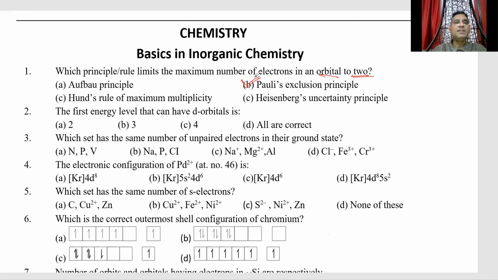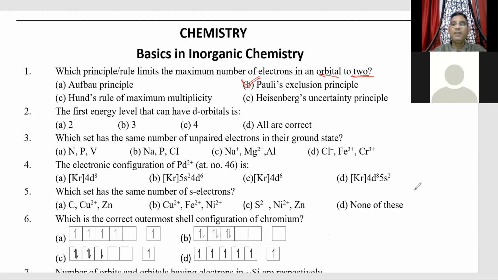The first energy level that can have a d orbital is 3, the third shell. In the first shell there is only the s subshell. In the second shell it is s and p both. And in the third shell it will be s, p and d orbitals. So the d orbital containing first energy level will be the third energy level only. So this will be the answer.